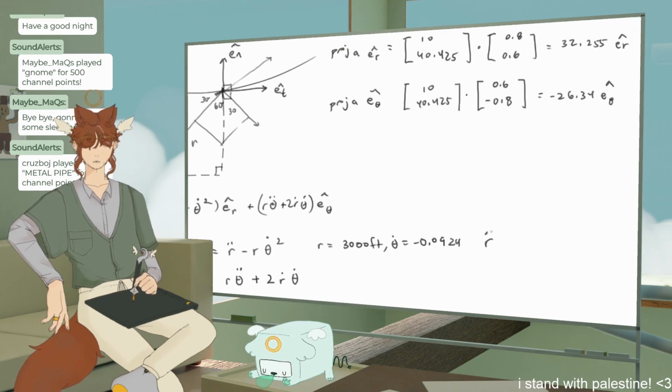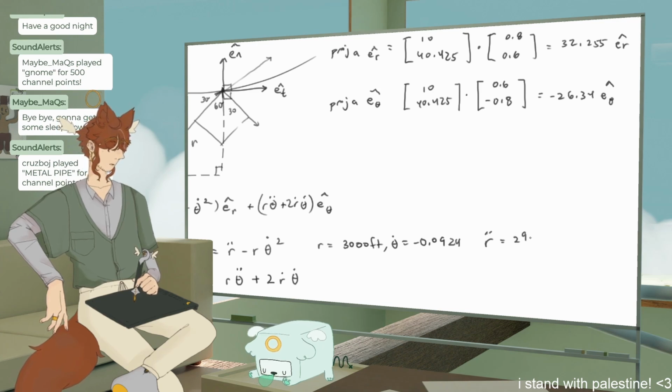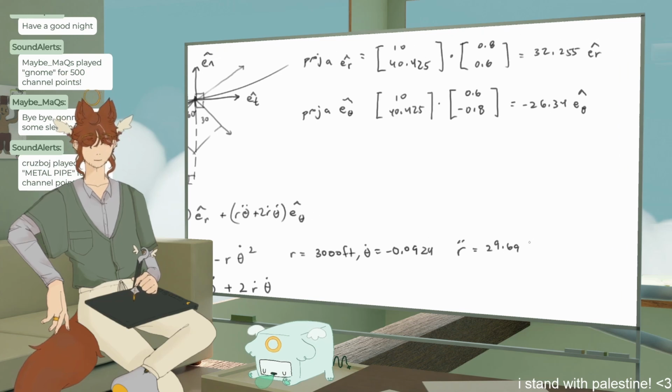Yeah, so R double dot equals, let's see. So we have, oops, I just did it again. So 3000 times this squared, and 32.255 minus 29.69. And this would be in feet per second squared. Okay, not correct.